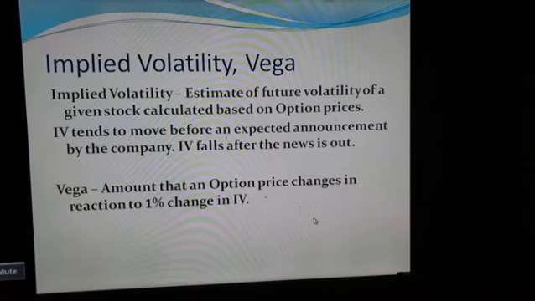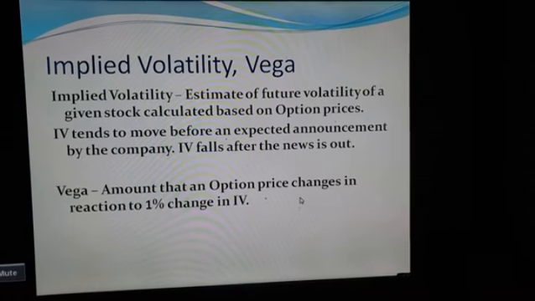Vega is the next term the option buyer and seller should know. It is the amount by which the option price changes based on a 1% change in IV. From the definition, you can understand what Vega is. Vega is not so important, but IV is important. In the next presentation, we will talk about how we should factor in the IV while entering a trade and when we should exit the trade.